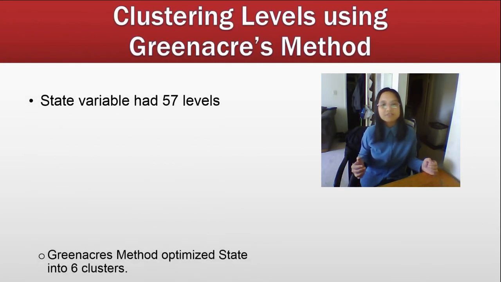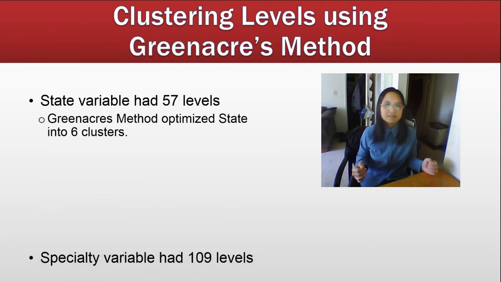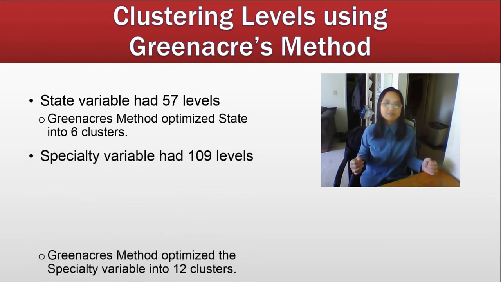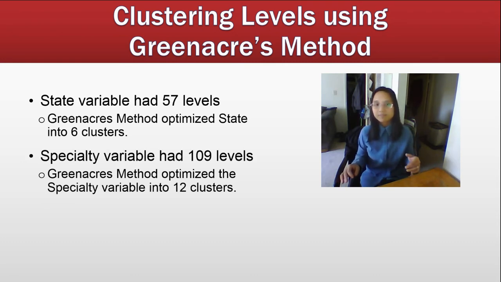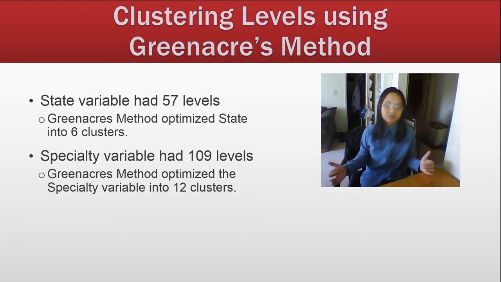Clustering levels using the Greenacre method. The Greenacre method was used to cluster the levels for both state and specialty based on the reduction in the chi-square test between the input and target variables. State had 57 levels and specialty had 109 levels, and after collapsing the redundant and rare categories into a reasonable number of clusters, state resulted in 6 levels and specialty was reduced to 12 levels.